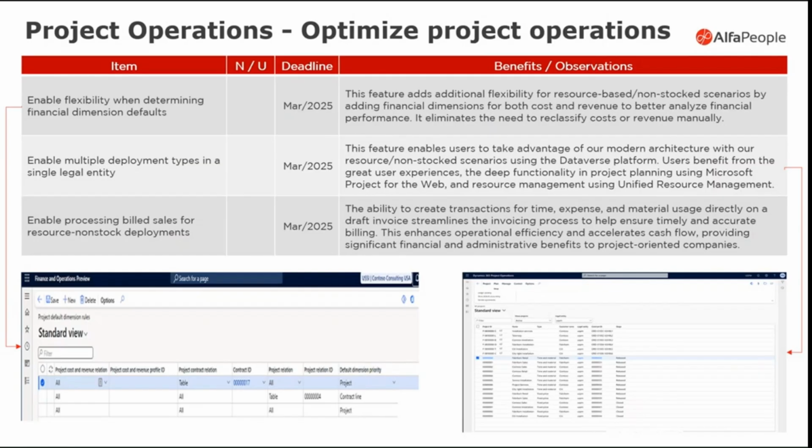And the last one, enable processing, build sales for resource non-stock deployments. This update lets you create and manage build sales transactions like time, expenses, and the use of material directly on a draft invoice. So it's a more efficient way to handle invoicing in resource-based non-stock scenarios. The goal is to speed up billing, reduce errors, and help project-focused companies get paid faster while cutting down on administrative work.